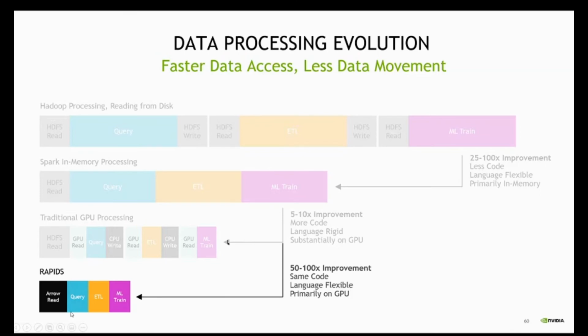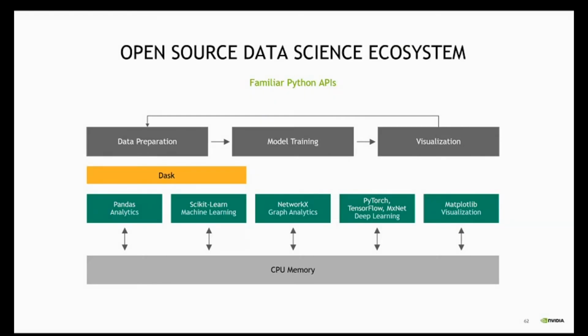So now, very similar to the Spark in-memory processing, we can just do an Arrow read, do the querying, ETL, and ML training in one single pipeline without moving the data from GPU to CPU and then bringing it back to the GPU to do these processes. So now all of this can happen in one go, and you as a user don't have to do a lot of memory transfers across all these pipelines. So with that, I'll talk about the Rapids core, which is the focus for today.